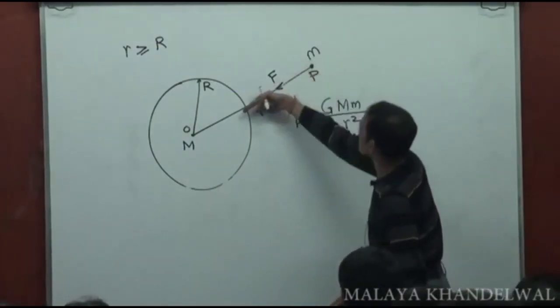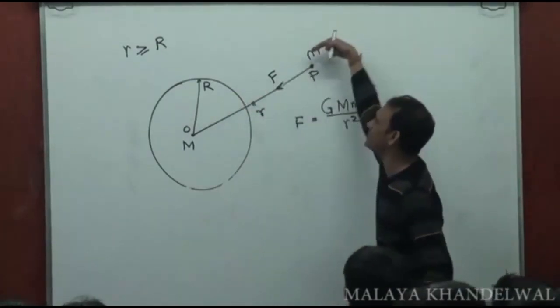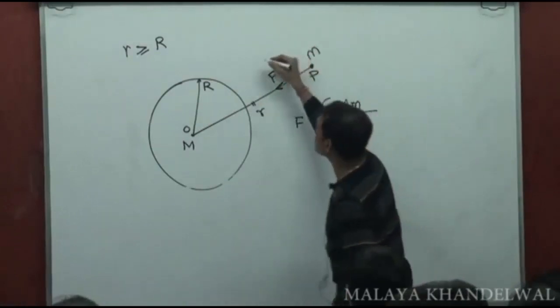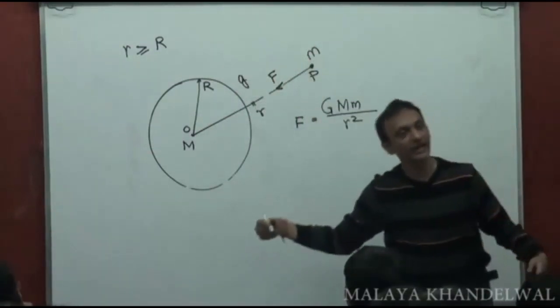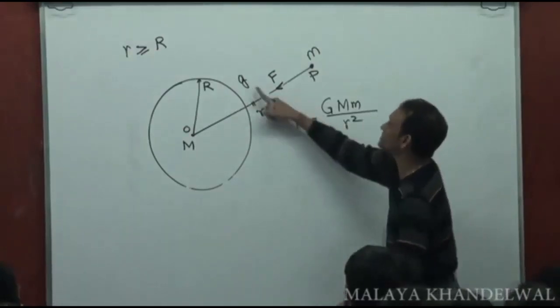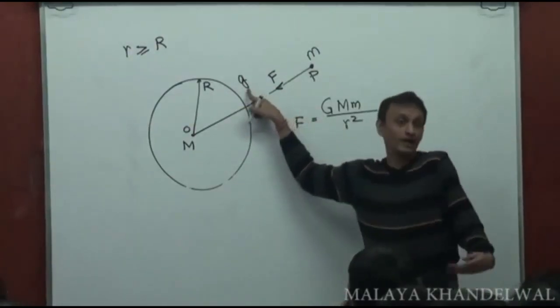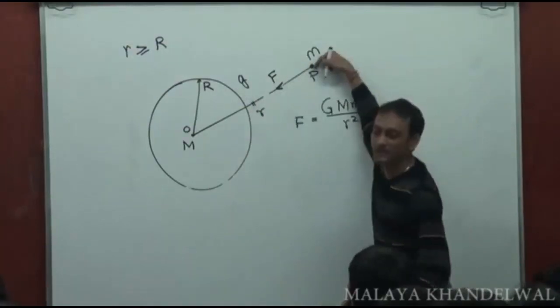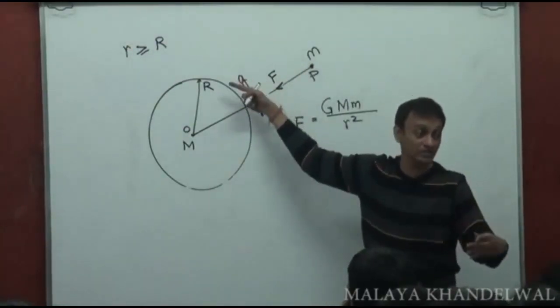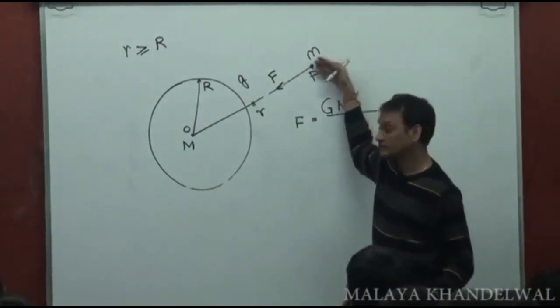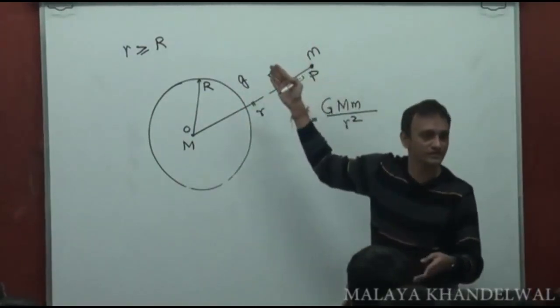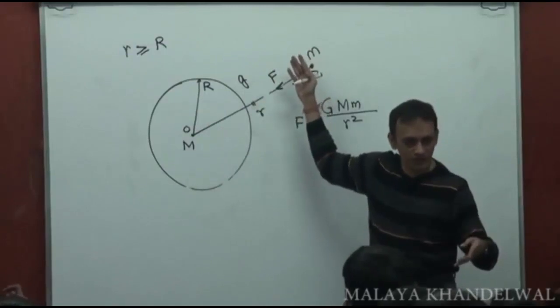Which in turn produces an acceleration on this mass towards the center of the Earth. If a force acts on a mass, it is going to produce an acceleration. So it produces an acceleration g, which is called the acceleration due to gravity at P, for a point at a distance small r from the center of the Earth, and this point is outside the surface of the Earth.